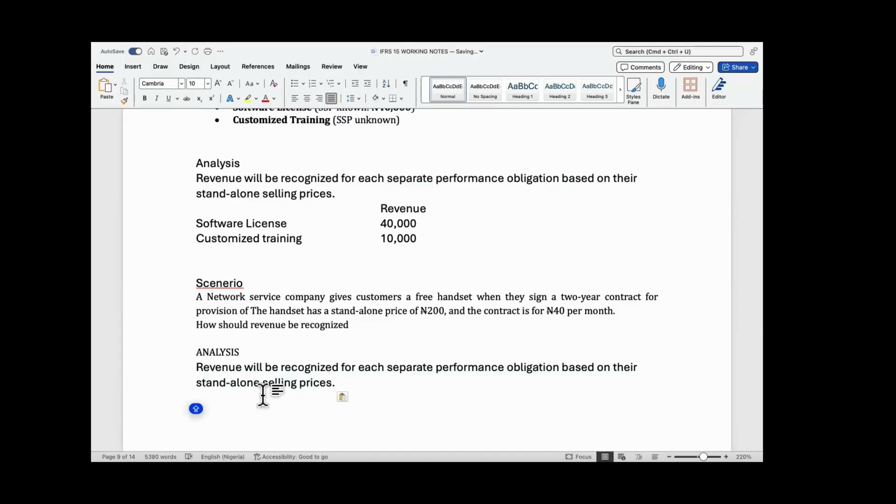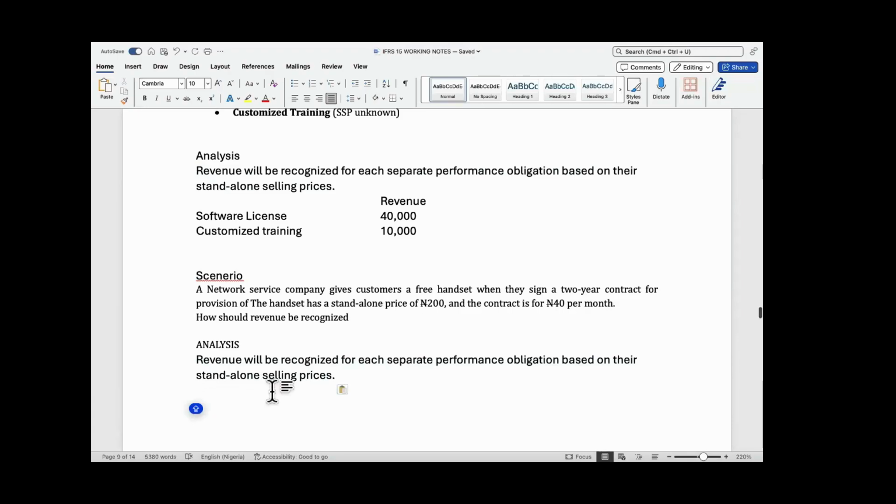Hey, Charity, you are disturbing our class. Why are you unmuting yourself? I will mute you, you unmute yourself. I will remove you.